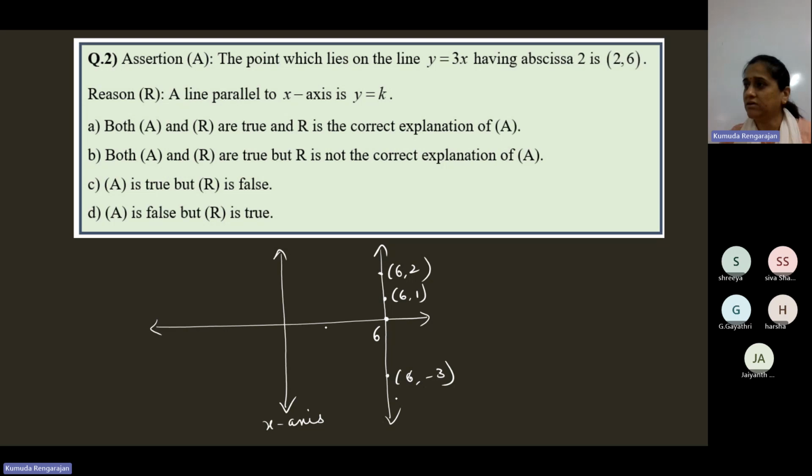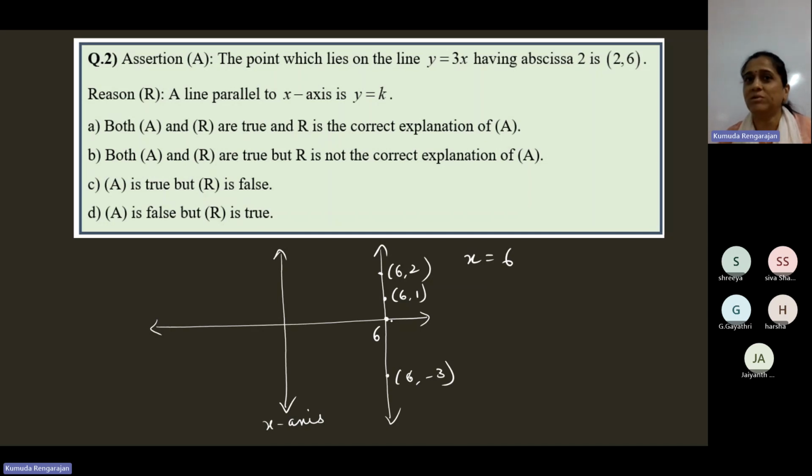Now what is fixed? 6 is fixed. Who is 6? x is 6. That's all. x is equal to 6 is the equation of this line, which is parallel to the y-axis and at a distance of 6 units to the right of the y-axis. Now you should not say above, below. Say right of the y-axis. x is equal to 6 is the equation of a line.